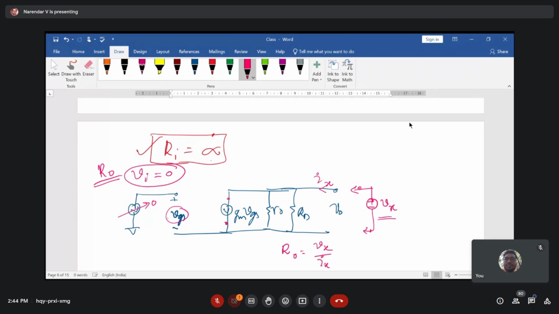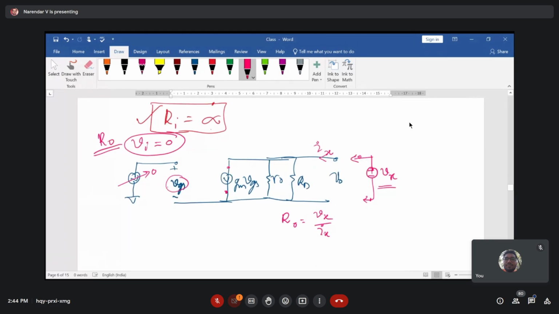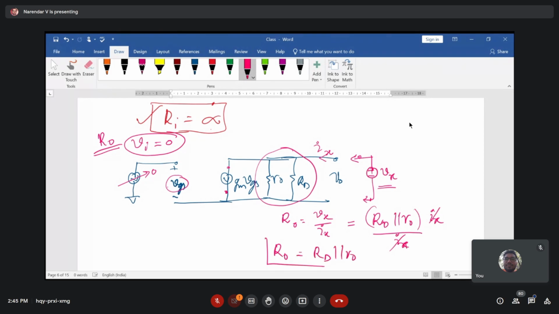Now what is the resistance present here? The resistance which is equivalent of this. So you can write RD parallel with R naught, times Ix, divided by Ix. So the Ix gets cancelled out, and you end up with R out equal to RD parallel with R naught. This is the output resistance of your amplifier.